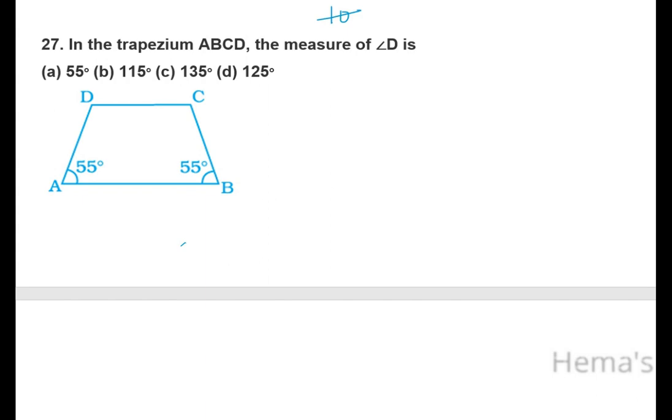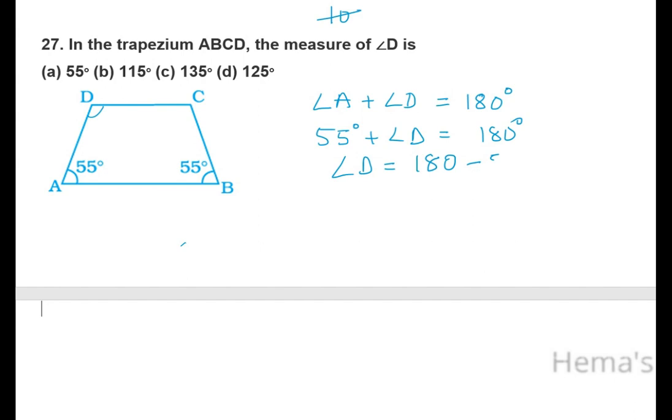In a trapezium ABCD, the measure of angle D is... In the trapezium, AB is parallel to DC. Therefore, angle A plus angle D is equal to 180 degrees, because they are supplementary angles. They are on the same side of the transversal. Now, angle A is given to us, that is 55 degrees, plus angle D is equal to 180 degrees. Therefore, angle D is equal to 180 minus 55 degrees, which is equal to 125 degrees. Hence, option D is correct.